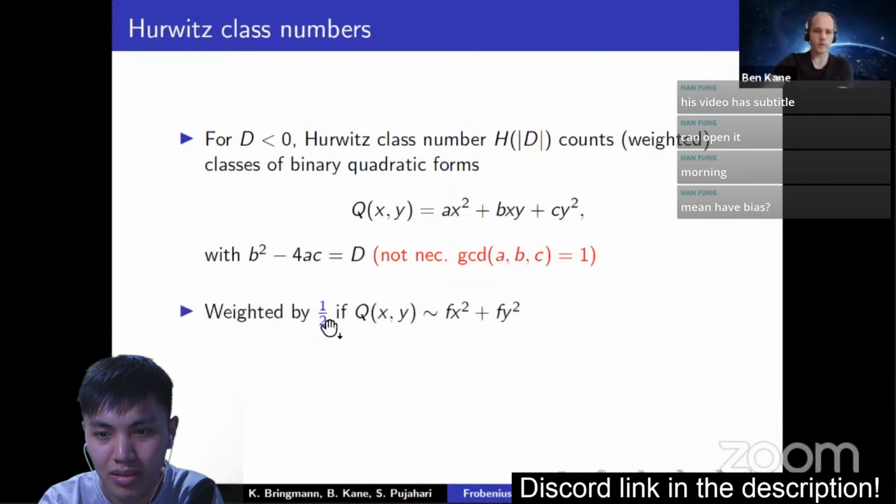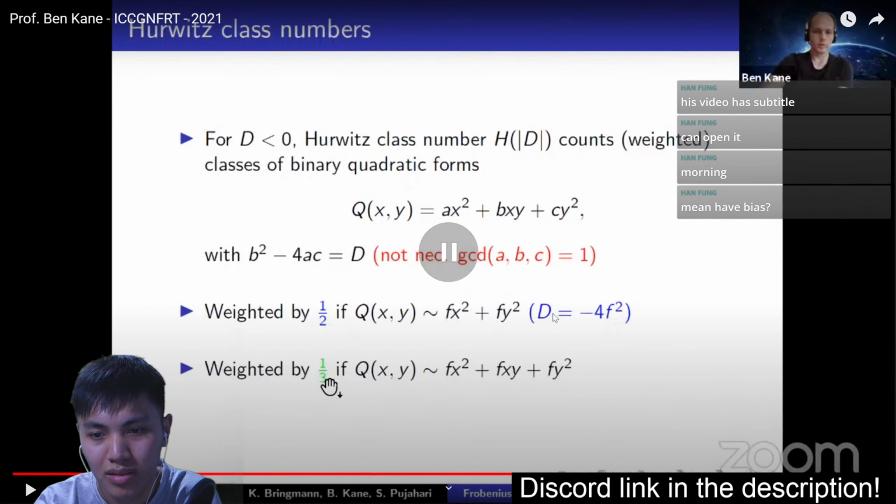And I weight them by a half if they're equivalent to x squared plus y squared. And I weight them by a different constant otherwise.